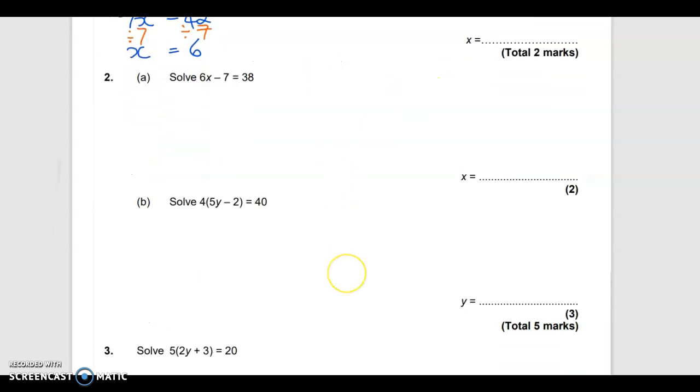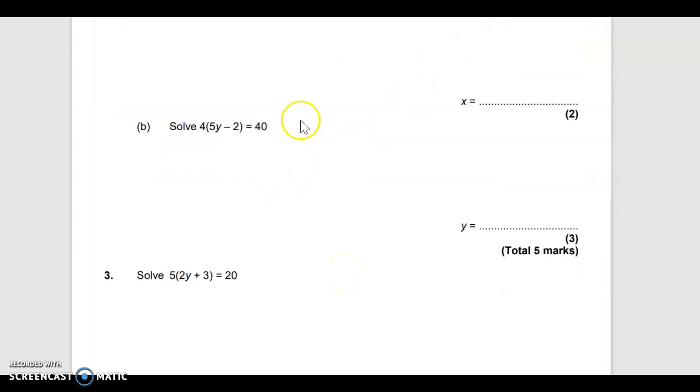Okay, moving on to ones with brackets. So I'm going to do a similar one as this one here. The only step that's different here is you have to multiply first. So let's have another one. So let's have 5 outside, bracket 2y minus 6 equals, let's say 30. Okay, we may or may not end up with a nice answer here.